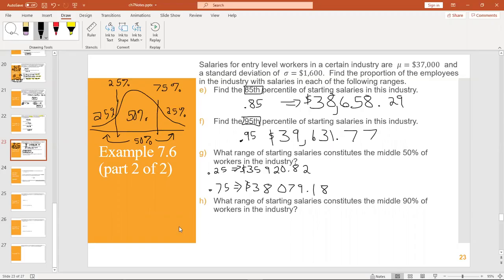So then I want the middle 90%. So again, the way you would figure this out, I think a picture is helpful for me to visualize what's going on. There's 90%. You're going to have 10% spread between the two tails. That means that 5% is down there, 5% is down there.